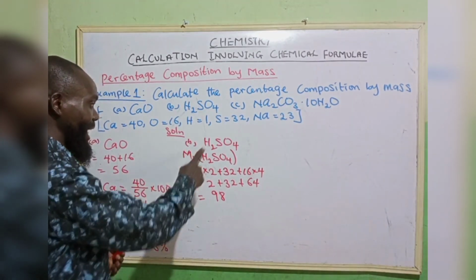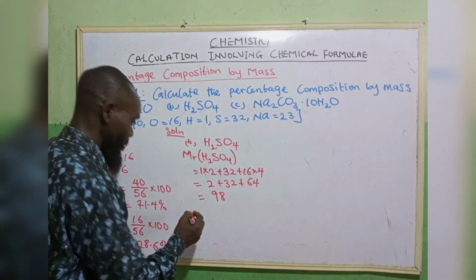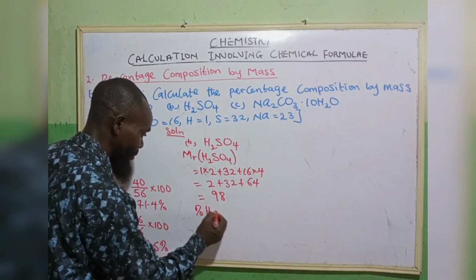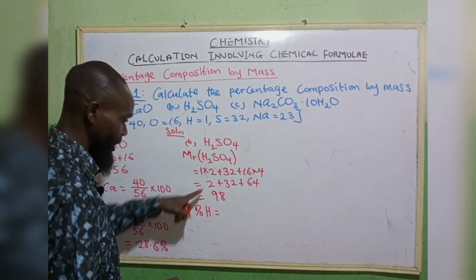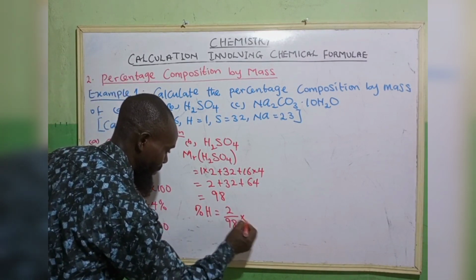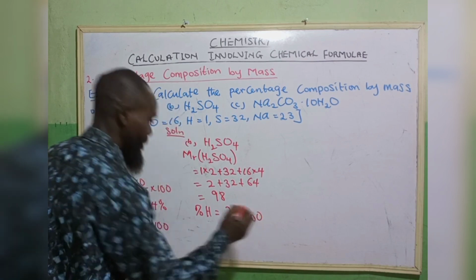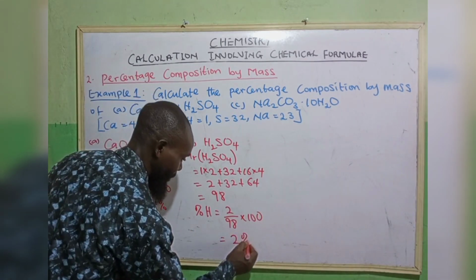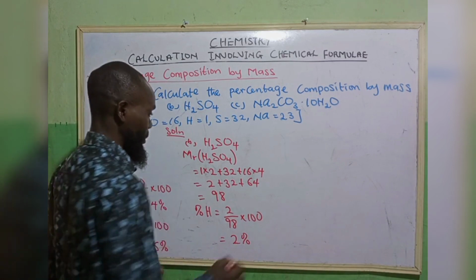Now let us calculate the percentage composition of each element here. We have three elements: hydrogen, sulfur, and oxygen. So percentage by mass of hydrogen. Mass of hydrogen in this compound is 2. That is 2 divided by 98 multiplied by 100. This gives 2%.